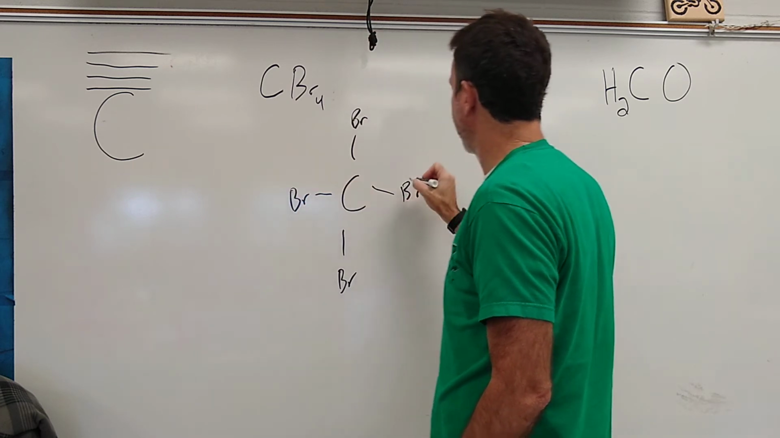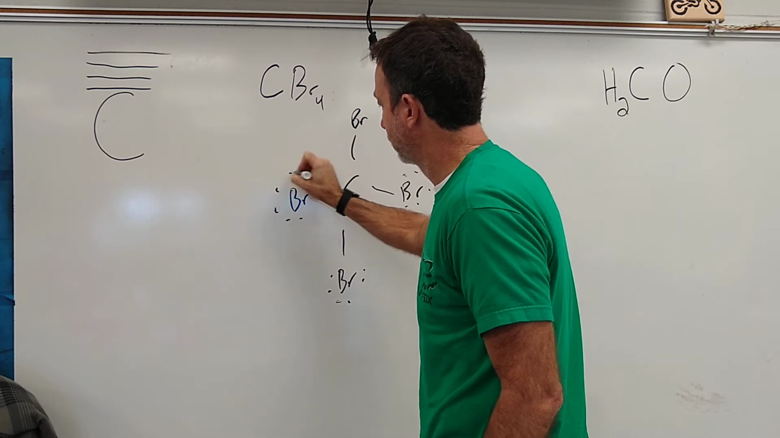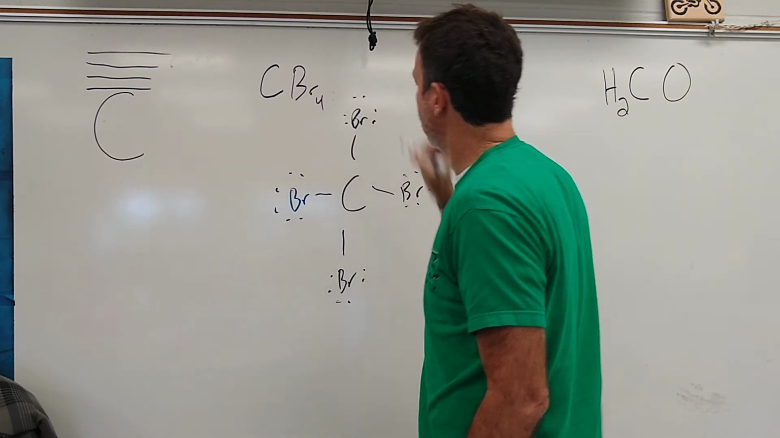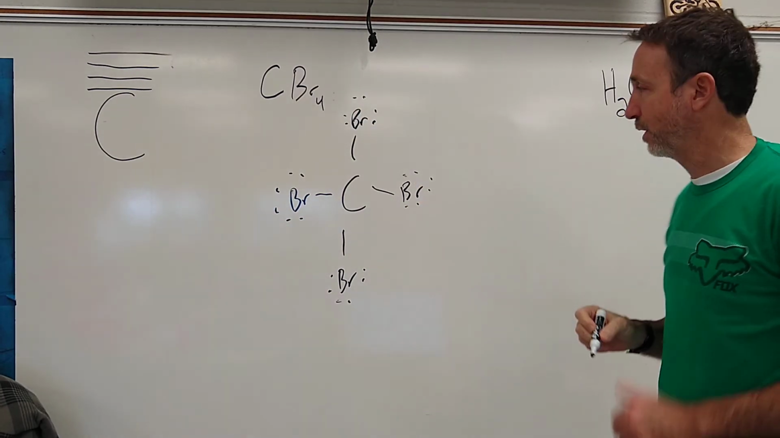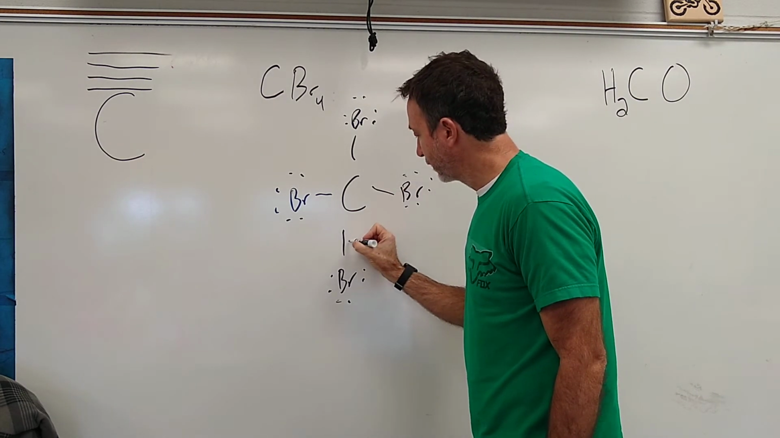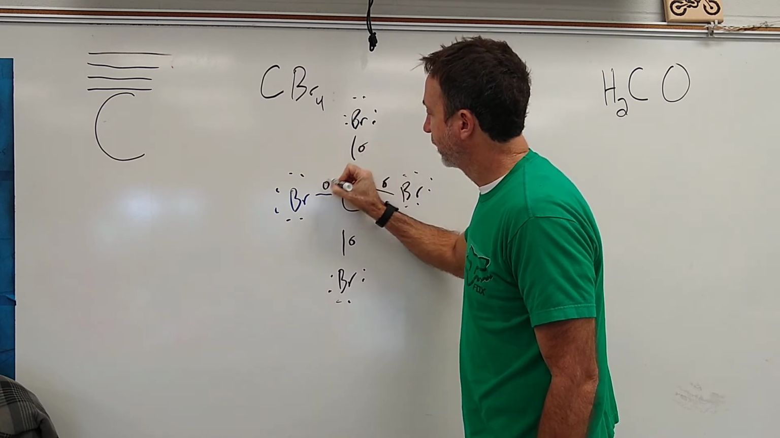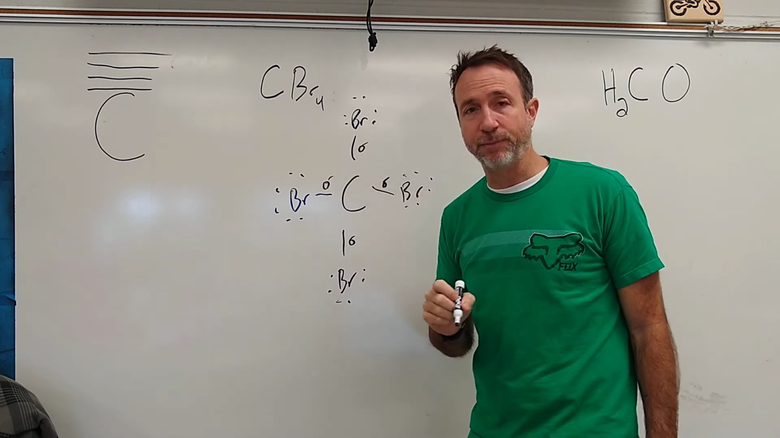Okay, let's not forget our leftover unbound pairs. Now, sigma bonds are always the first bond between two atoms, so guess what? Here we have two sigma bonds.